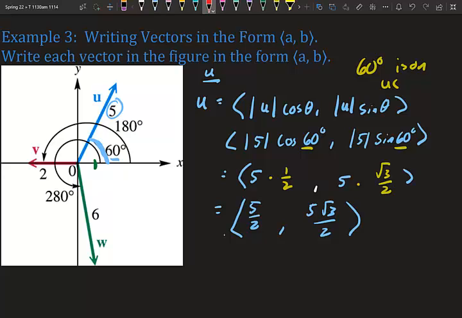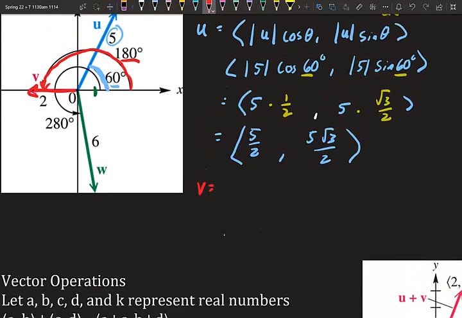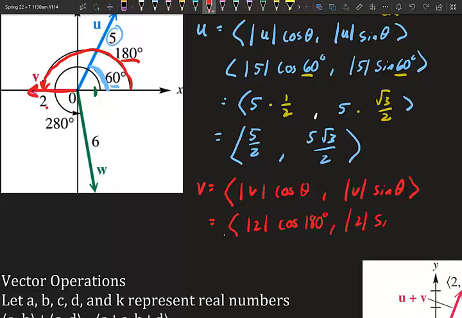Alright, our next one is red. Right here it's red, and the angle it makes is 180 degrees. So we have v equals <a, b>. To get our a and b, it's the absolute value of v cosine theta, and the absolute value of v sine theta. The force for v is 2. So we have 2 cosine 180 and 2 sine 180.